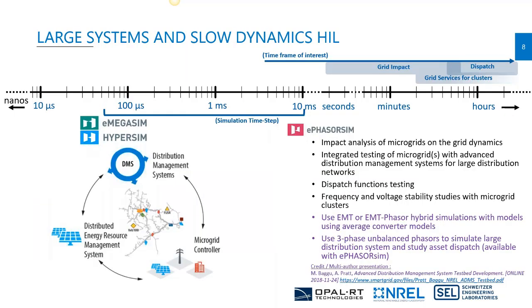Then you may be interested in large systems and slow dynamics hardware-in-the-loop testing, where you test a microgrid or clusters of microgrids in a large power system and study if they are able to provide grid services using an aggregator, for instance. It's also possible to simulate large distribution networks with three-phase unbalanced networks when you're trying to study slow dynamics.